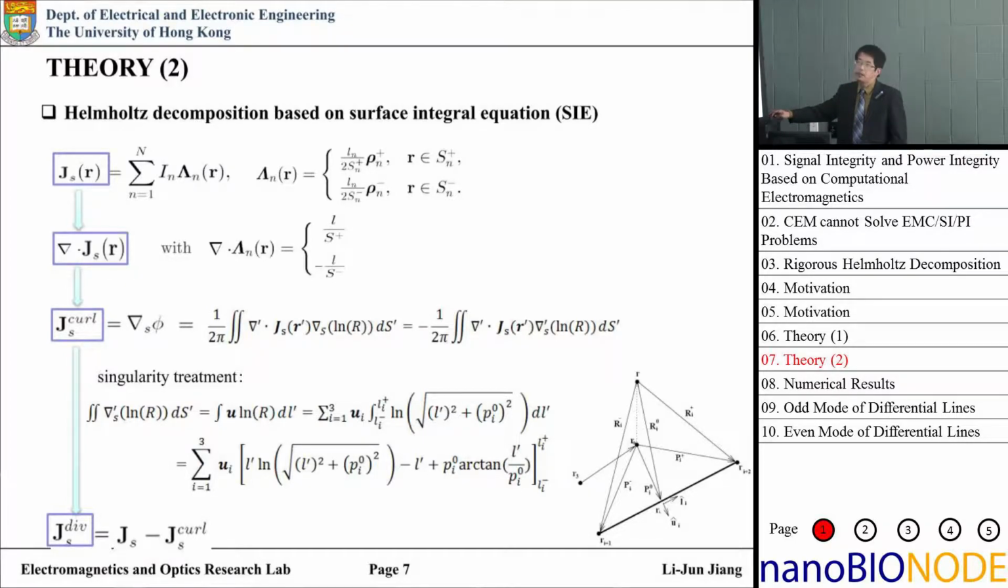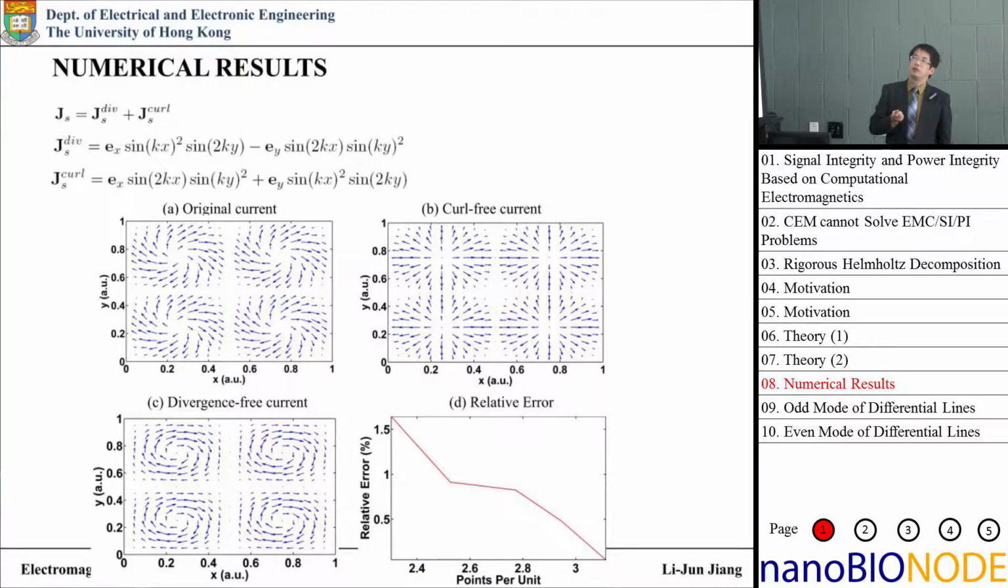Why is this interesting? We can see some examples. The process is very simple, but its effect looks quite intriguing. First, we construct an artificial divergence-free field and curl-free field. This is the total field. This is the curl-free field. This is the divergence-free field. Okay, they basically make sense. And we use the process to extract them and verify that the numerical process is correct.